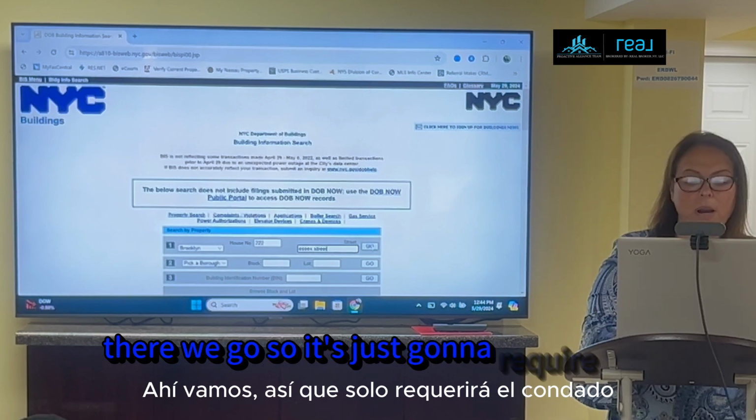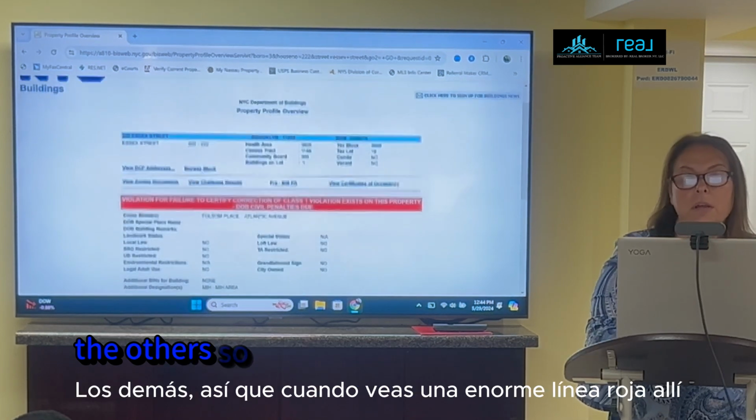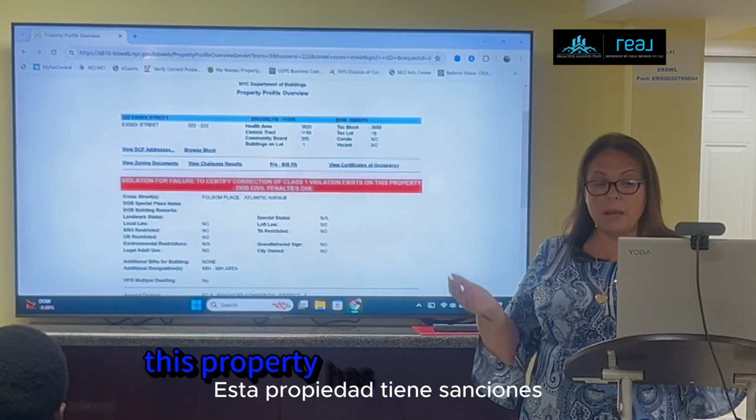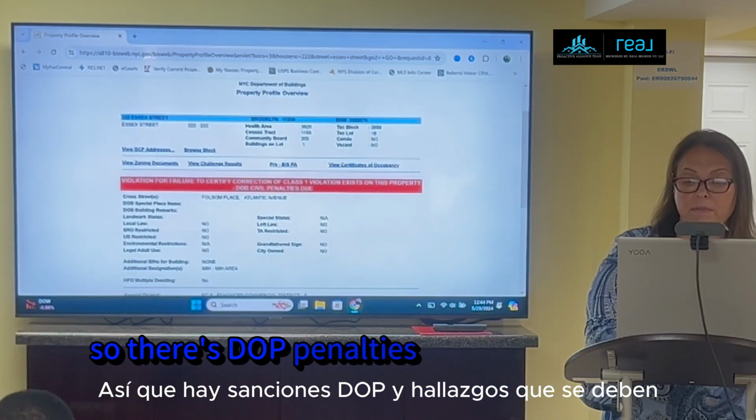So it's just going to require the county and the address. When you see a huge red line on there, you know that there are fines on this property. This property has penalties. So there are DOB penalties and fines that are due.